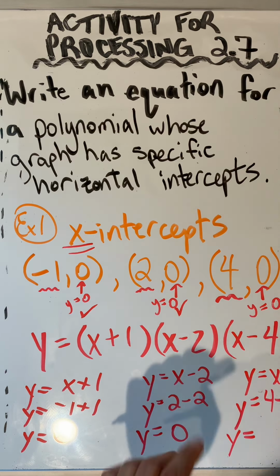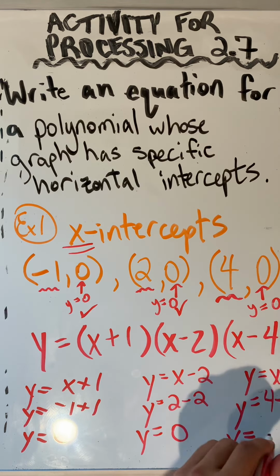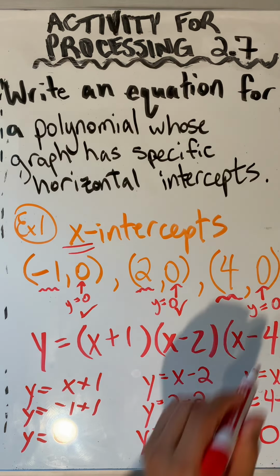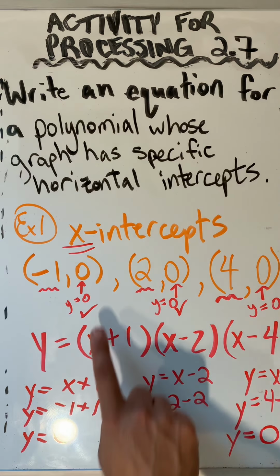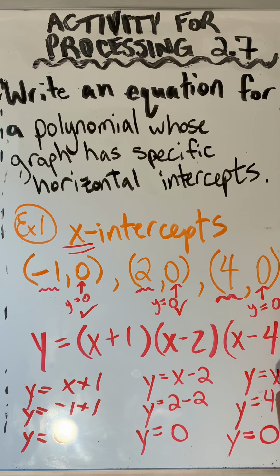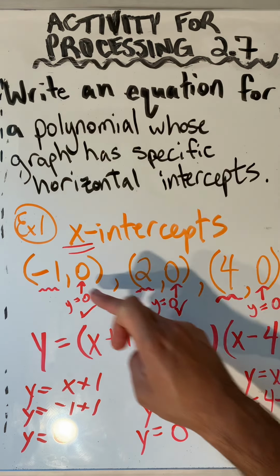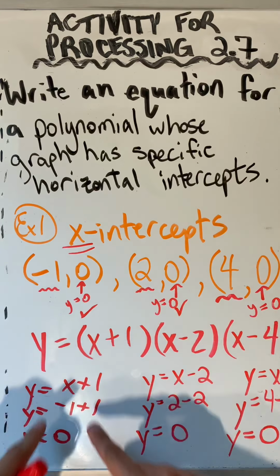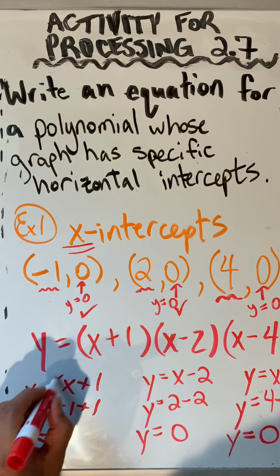So we have minus 4. We substituted that 4 right here. And we got 0. Boom. Y equals 0. Y equals 0. When we substitute this x value into the parentheses, I'll just do it here.